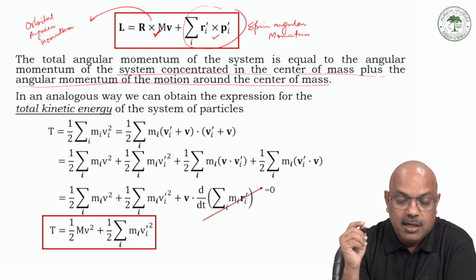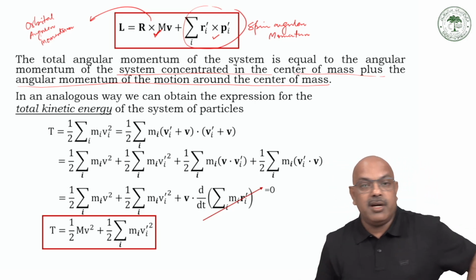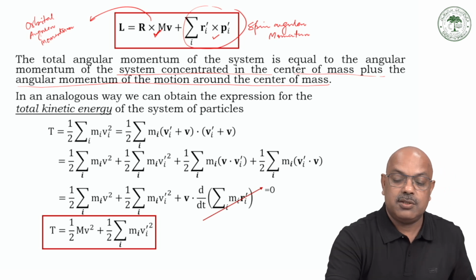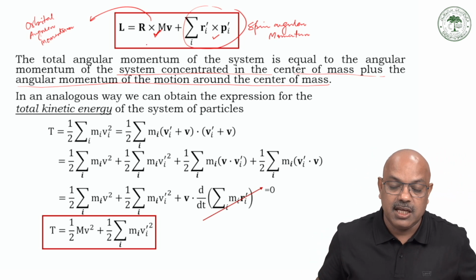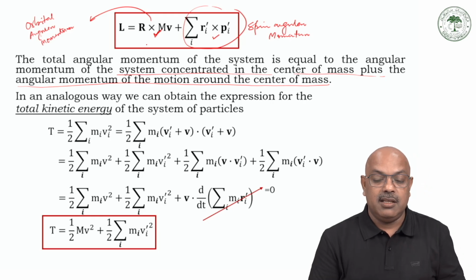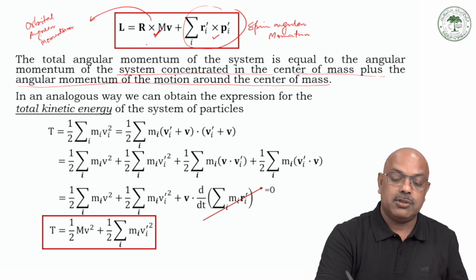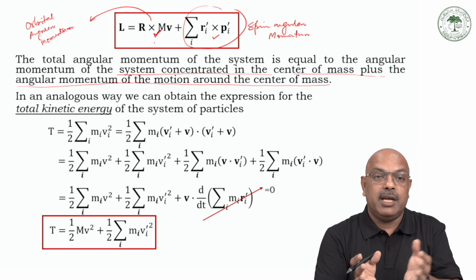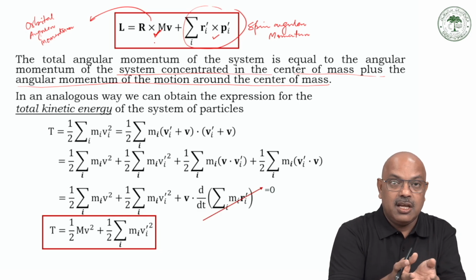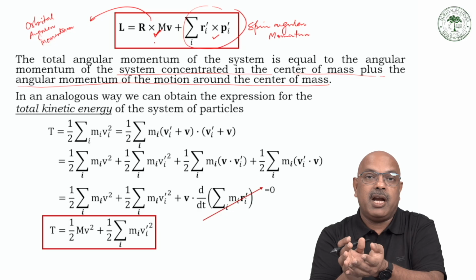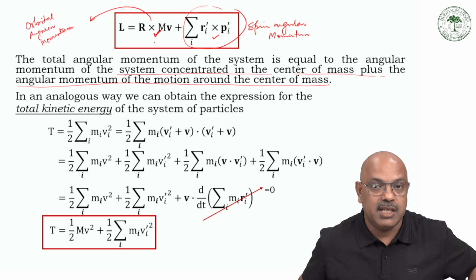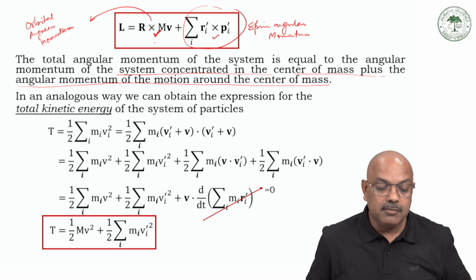Okay, so this is important, that this was not there when you're dealing with a single particle of mass m. When you have a system of particles, then the total angular momentum is going to have two components. One is the center of mass counterpart, and then the constituent particles are moving around the center of mass, that is the spin angular momentum.